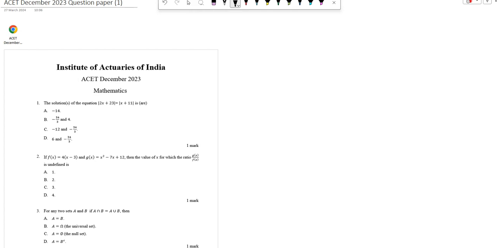Hello dear students, today we are solving the actuarial science ACET 2023 paper like usual. So the first one is a numerical question on modulus. Let's see: mod of 2x plus 23 equals mod of x plus 11. It's a very easy question.